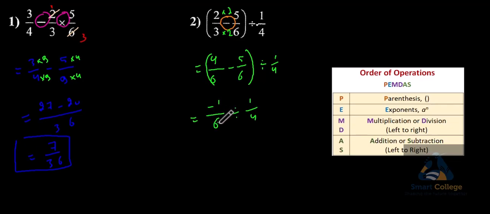How to divide two fractions? To divide two fractions, we have to transform the division into multiplication. The divide will be times, and flip the second fraction, that will be 4 over 1, it's 4. And the first one will stay negative 1 over 6. So now we get a multiplication of two fractions, multiply numerator by numerator and denominator by denominator. Numerator by numerator is minus 4, over 6 times 1, that's 6.